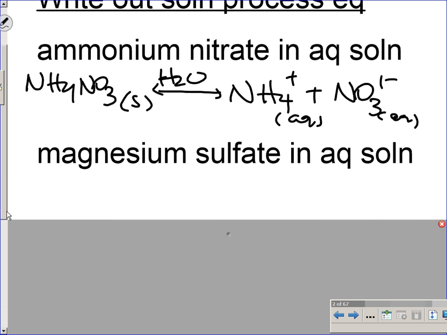All right, magnesium sulfate. Ready when you are. MgSO4, arrow, Mg2 plus.